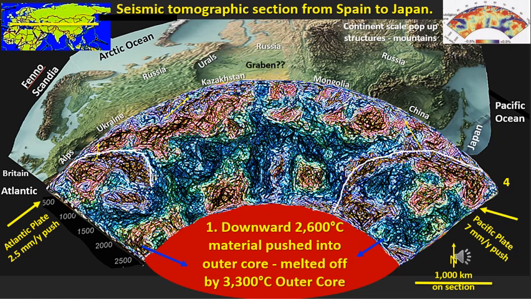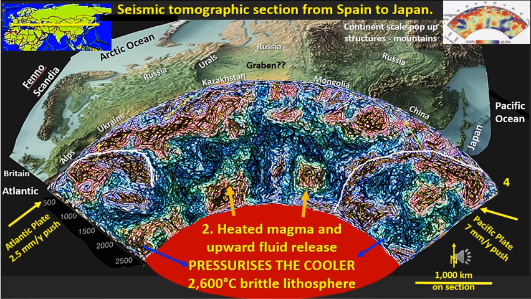The blue arrows represent colder 2,600 degrees centigrade subduction collision material pushed into the 3,300 degrees centigrade outer core. The heated magma and upward fluid release pressurizes the cooler 2,600 degrees centigrade brittle lithosphere right through to the surface.